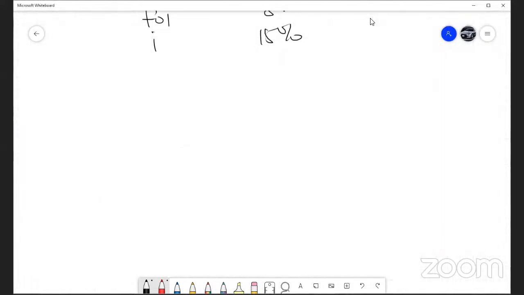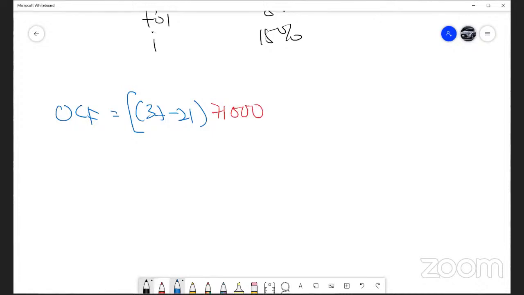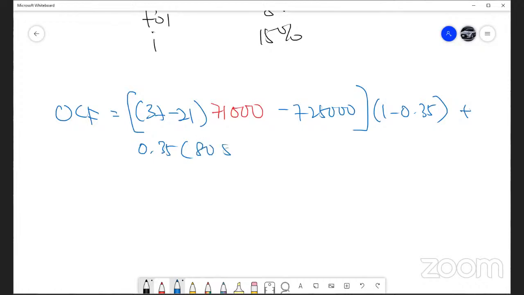Okay, so your new OCF now, you change the question a bit. Your OCF, the price is still the same, 37 minus your variable cost is 21. Quantity you change now. Instead of 70K, you put 71K, 1K extra. The rest remain the same. Minus 725, times 1 minus 0.35, plus 0.35 multiplied by your depreciation. So this new OCF that you get is 295,325.